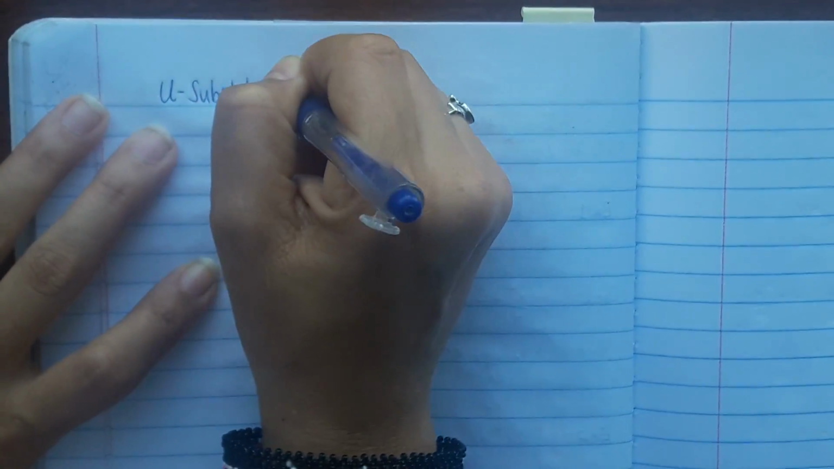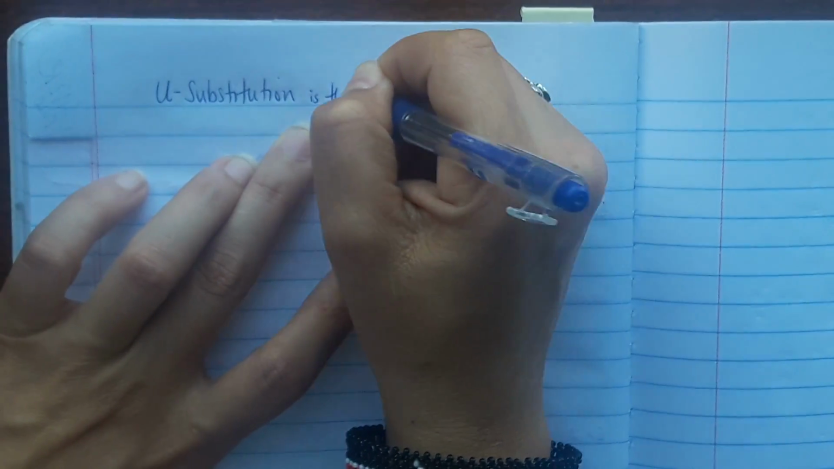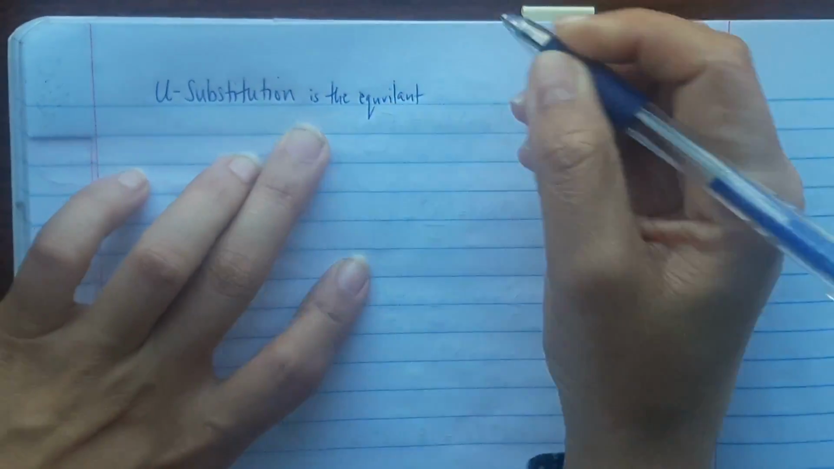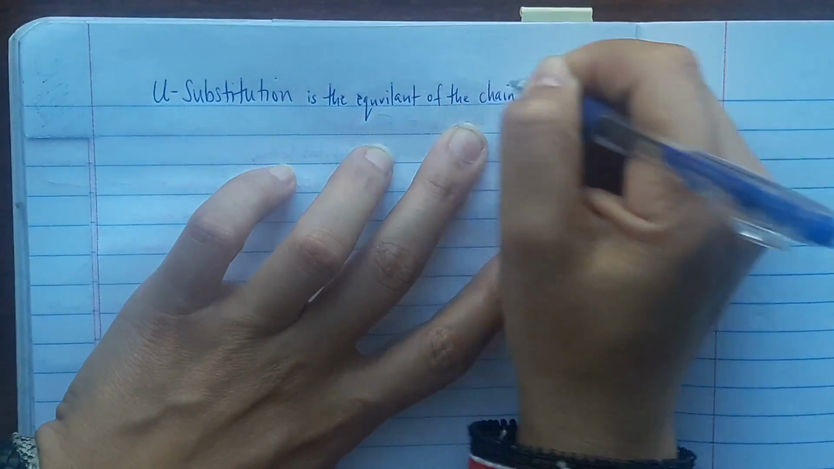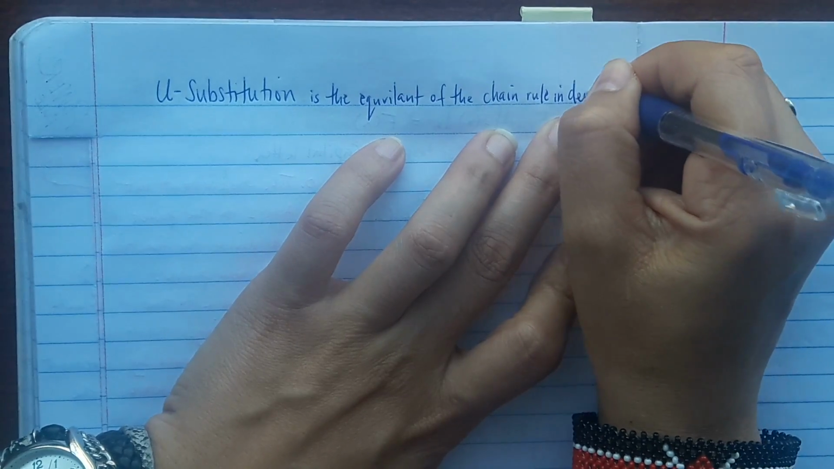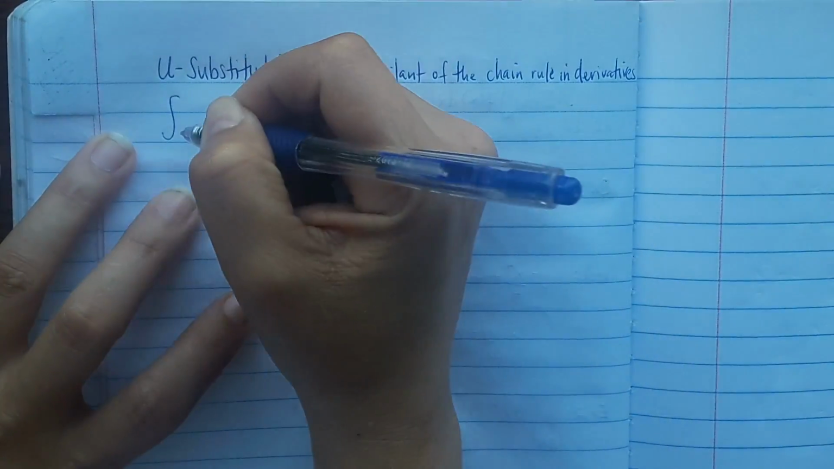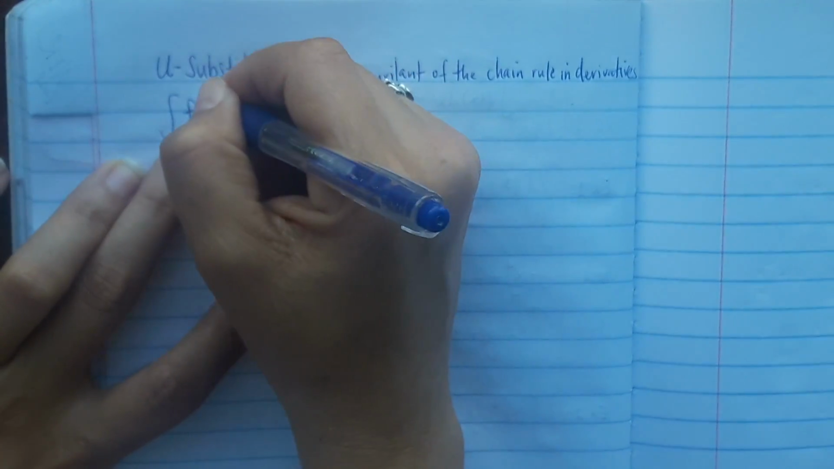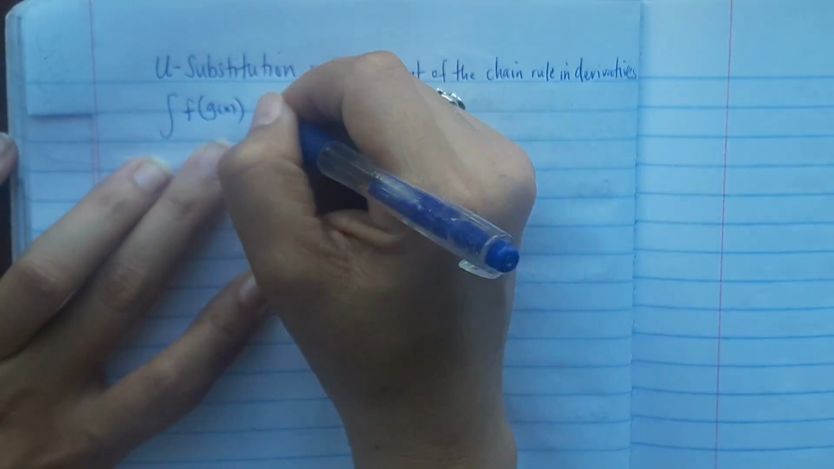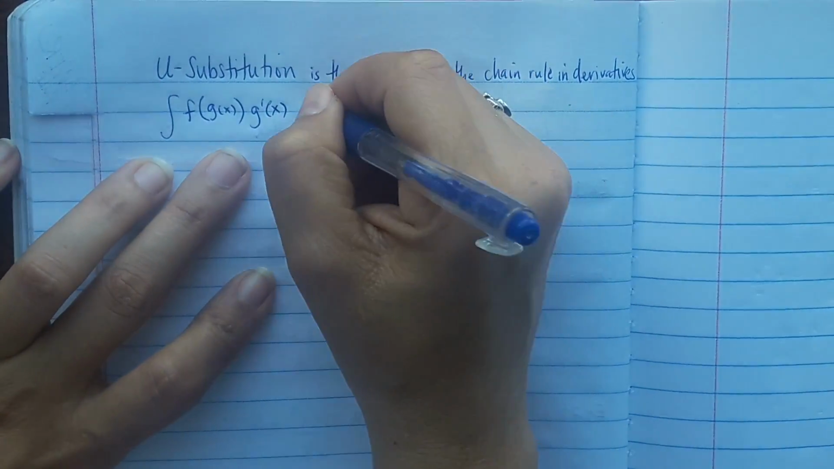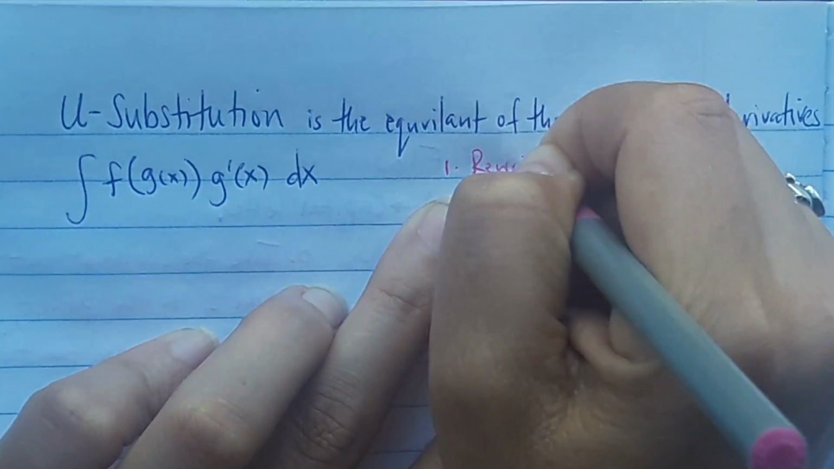Alright, so u substitution is the equivalent of the chain rule in derivatives. The way we use the chain rule in derivatives, u substitution is the same thing but in integration. It says the integral of some function in terms of another function times the derivative of that other function dx. And that's going to make sense in just a second.